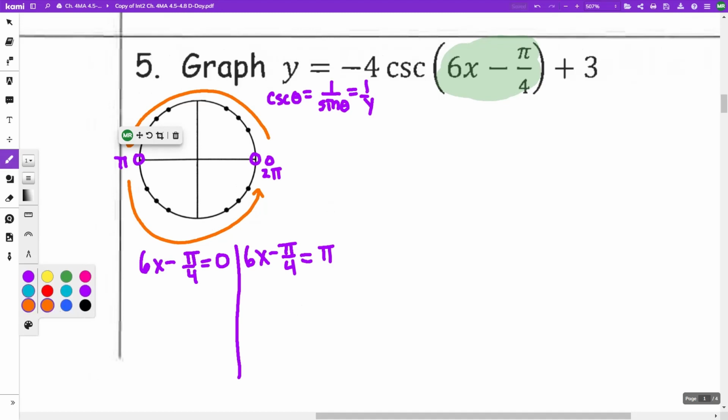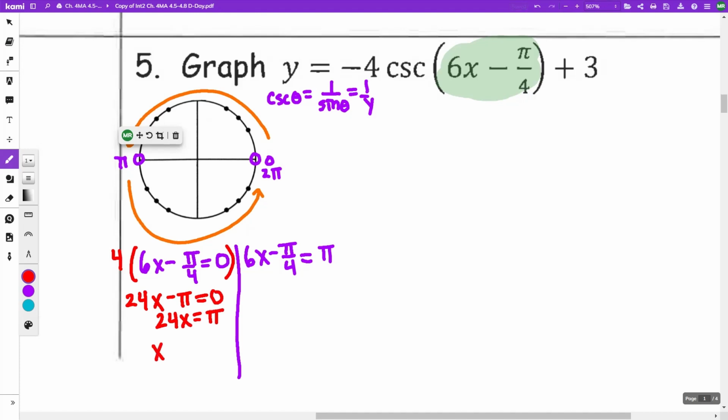So I'm going to multiply everything in this case by 4. That way I just don't have to deal with any fractions. So this is going to be 24x minus pi is equal to 0. Times everything by 4. So that's going to give me 24x is equal to pi. So my first asymptote is going to be at pi over 24.